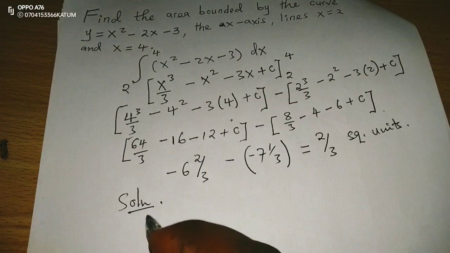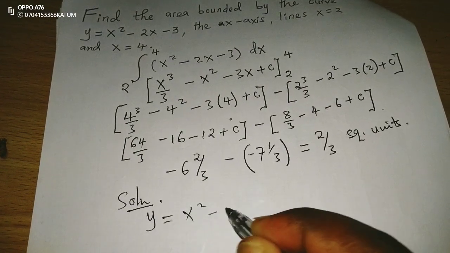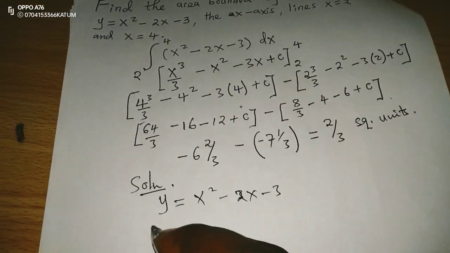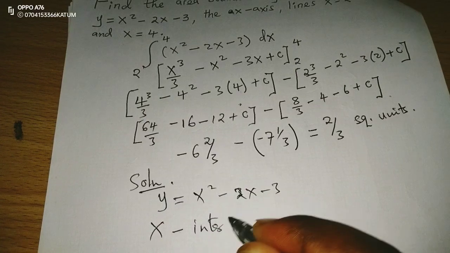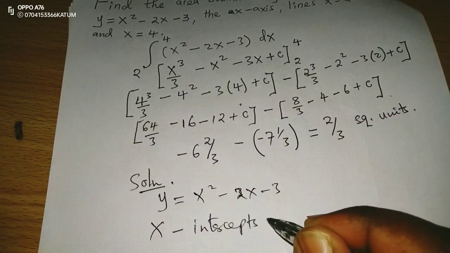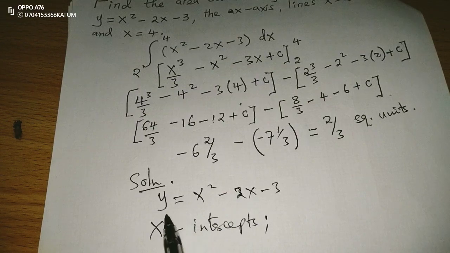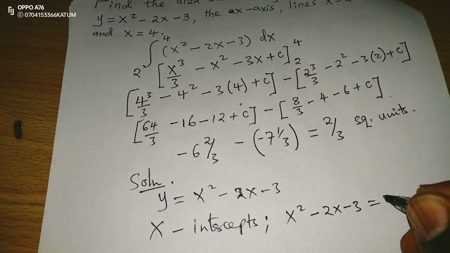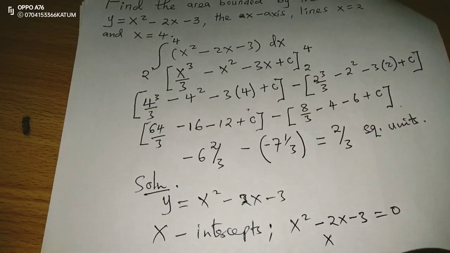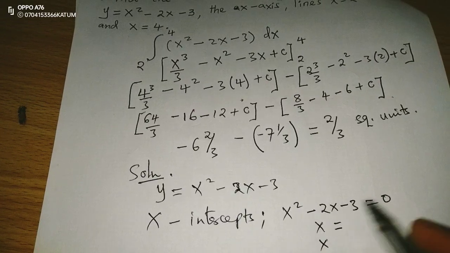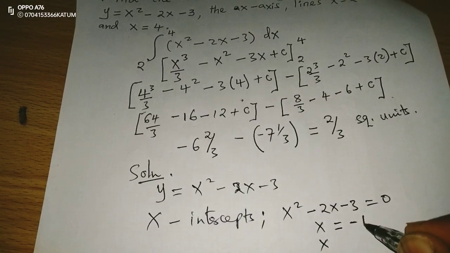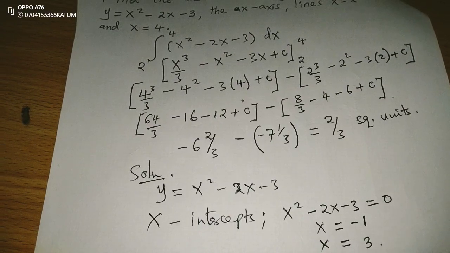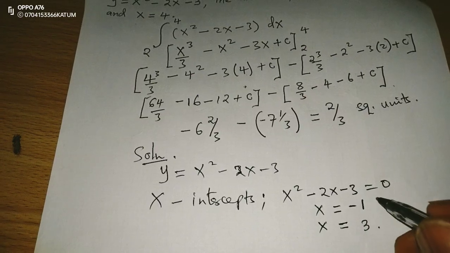Therefore, if the function is y equals x squared minus 2x minus 3, we can get the x-intercepts, whereby at the x-intercepts y equals 0. So we equate this function to 0, because where we have y, we should have 0. And we'll get 2 values of x, such that x is either negative 1 or x is positive 3. So these are the two intercepts of x.